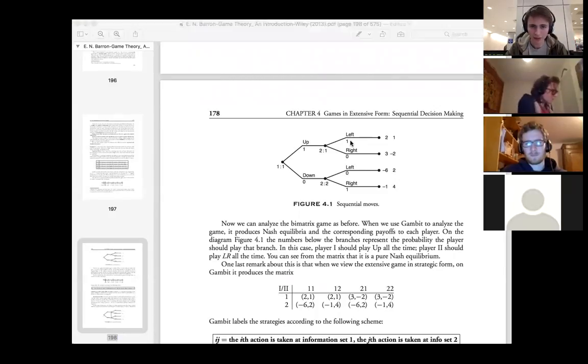So you can see my mouse, right? Okay, cool. So player 1 has the choice of going in this game. This game is very simple. They either choose up or down, and then player 2 chooses left or right. So player 1 chooses up or down, and depending on what player 1 chooses, player 2 can either choose left or right. Pretty simple. And these are the actual payouts for the choices.